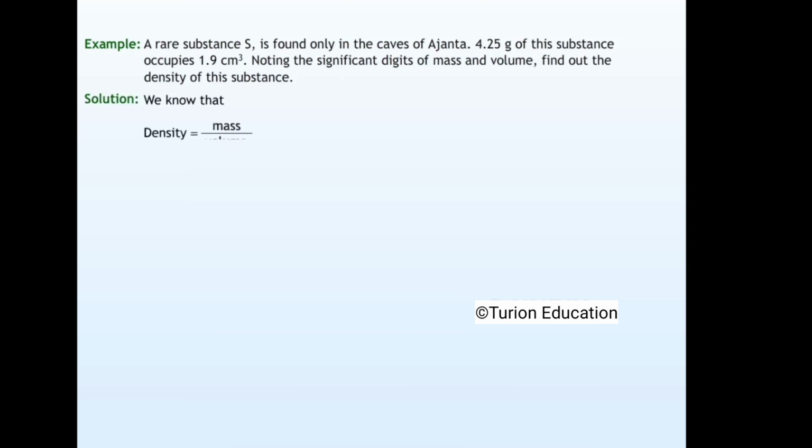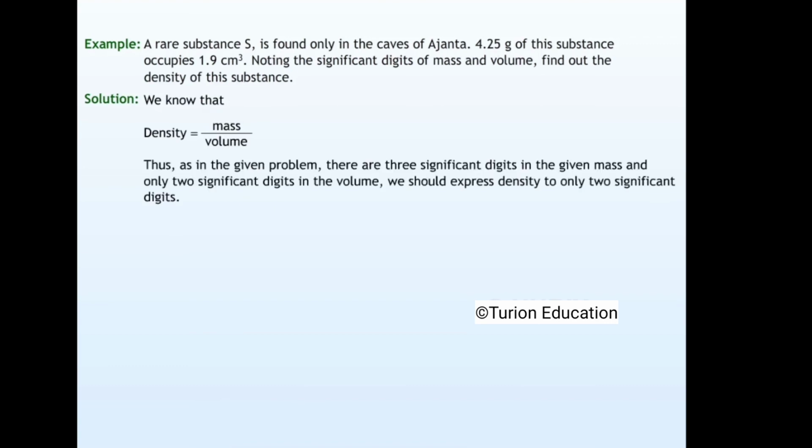Solution. We know that density equals mass by volume. Thus, as in the given problem, there are 3 significant digits in the given mass and only 2 significant digits in the volume. We should express density to only 2 significant digits. Hence, density equals 4.25 by 1.9 grams per centimeters cube equals 2.236 grams per centimeters cube equals 2.2 grams per centimeters cube.